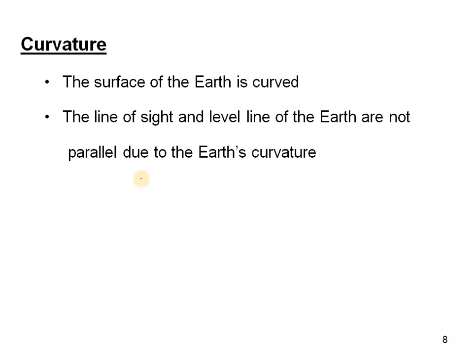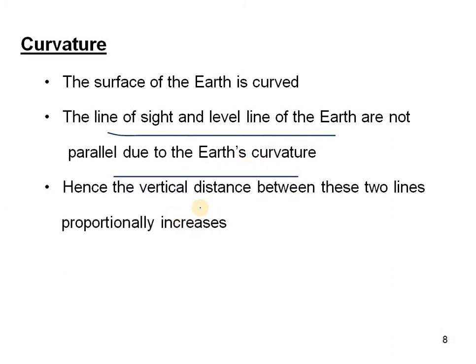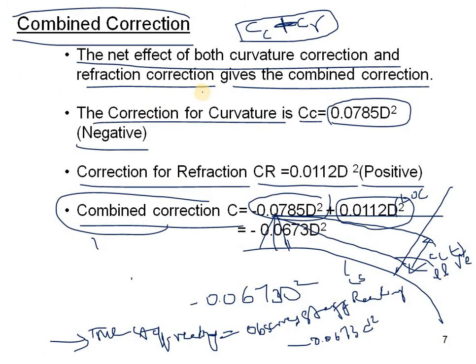When the surface of the earth is curved, the line of sight and the level line are not parallel due to earth curvature. As we see, this is the curvature position. This is the combined correction, and another one is the visible horizon distance.